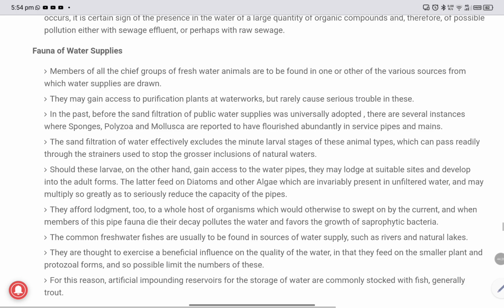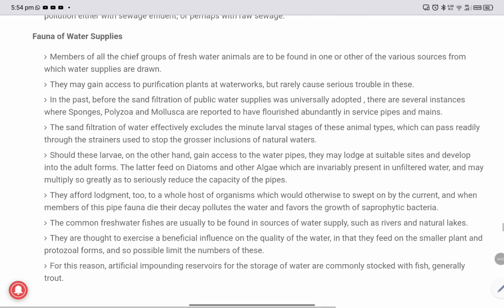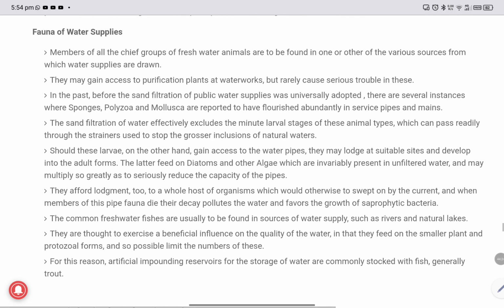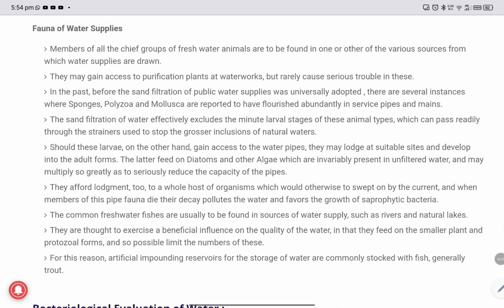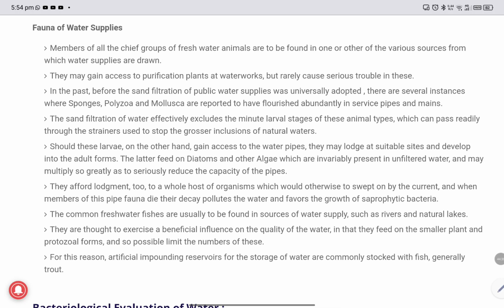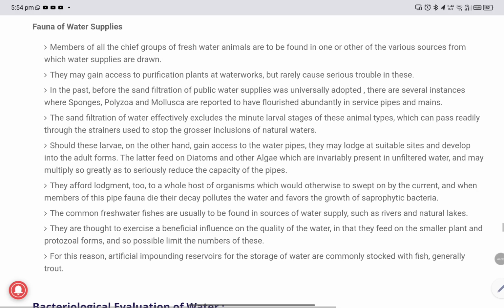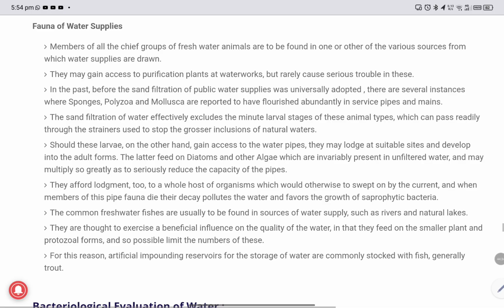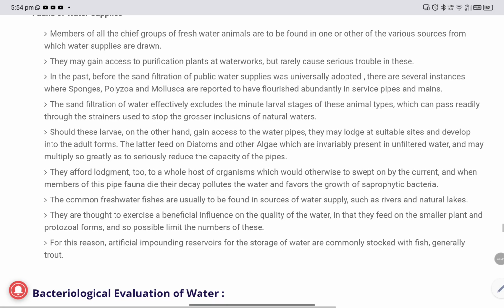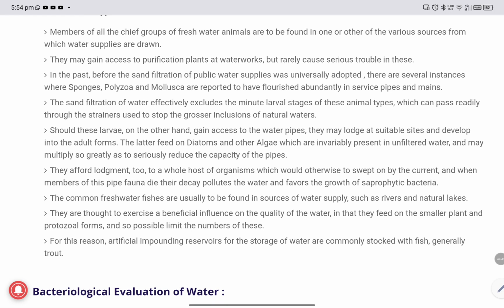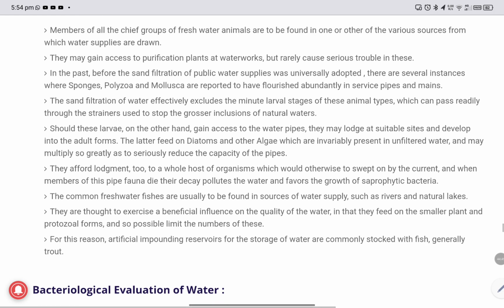Fauna of water supplies. Members of all the chief groups of freshwater animals are to be found in one or other of the various sources from which water supplies are drawn. They may gain access to purification plant at waterworks, but rarely cause serious trouble in these.